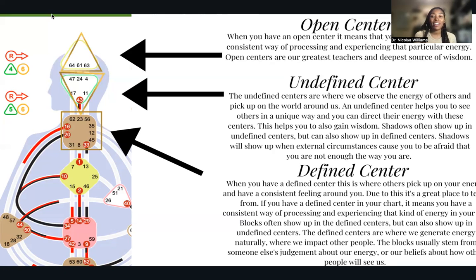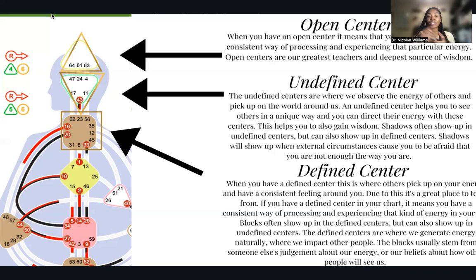Shadows often show up in undefined centers. They can show up in defined centers as well, but they'll show up when external circumstances cause you to be afraid that you're not enough. So for me, I have an undefined head center. And so sometimes I don't feel like my ideas are enough. And as a manifester, I need to be able to pull my ideas together. I need to be able to present them and share them with the world. I'm supposed to be a fire starter, but sometimes I question if my idea is good enough, right? I question if it's different enough or authentic enough. And that can be a shadow for me in that area. And I've had to do a lot of deconditioning work around that.